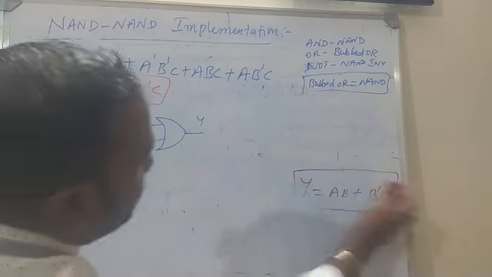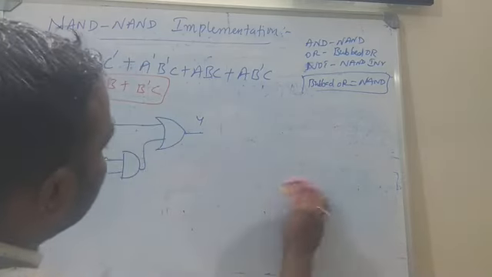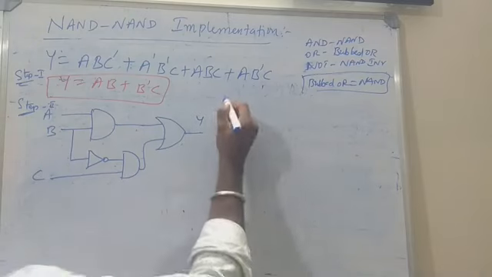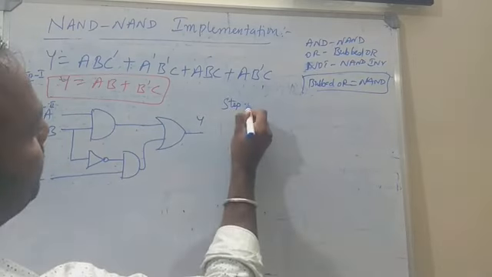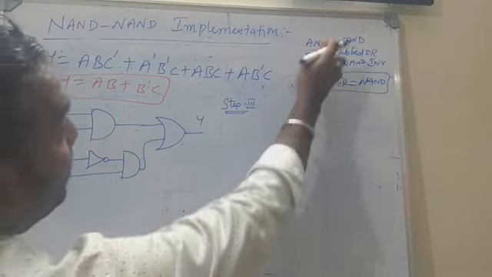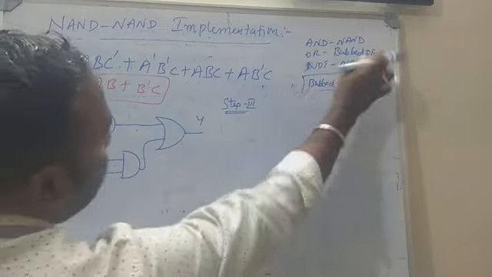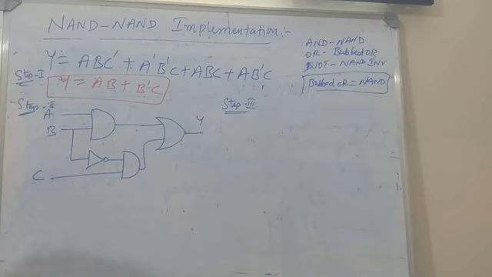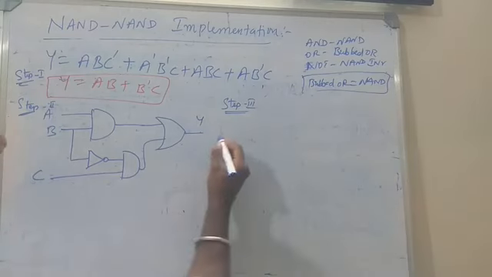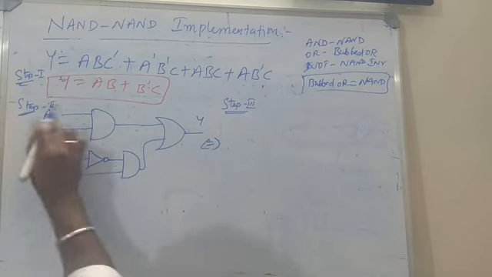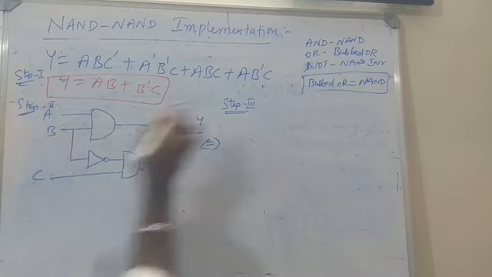What I told in the next step, you have to replace. You have to replace step number 3. Step number 3. So what you have to do? AND by NAND, OR by bubbled OR, NOT by NAND inverter, and also compensation of inverters. Then final bubbled OR is equal to NAND. Okay. Now I am going to relate this one. See step number 2. So AND by NAND.